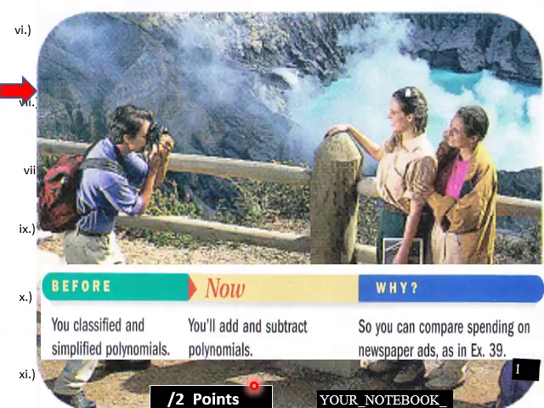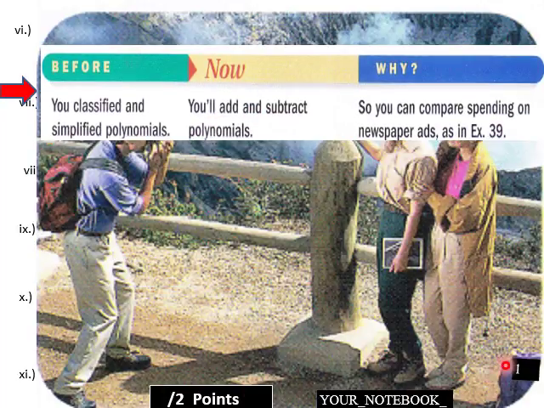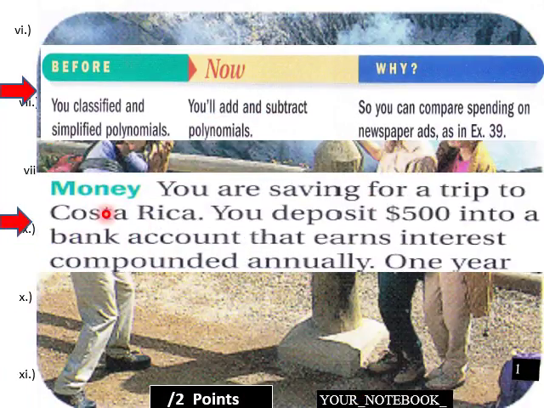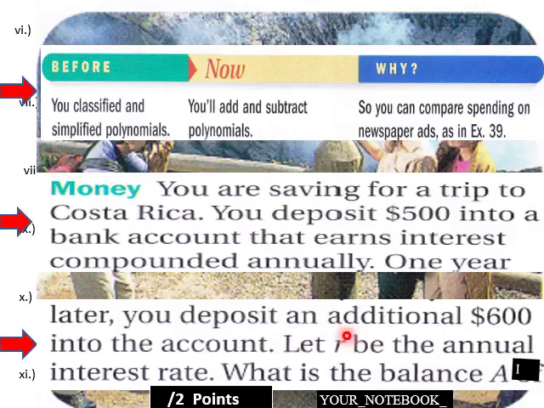Okay, into today's lesson, we have a notebook page 1, students. Notebook entry today: Costa Rica, $500 into a bank account. Later you deposit an additional $600. Let r be the annual interest rate. What is the balance of this bank account? We're going to do that later on in the lesson, but enter this into your notebook, at least the amounts here about Costa Rica.